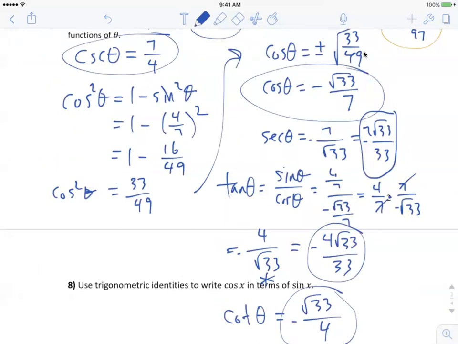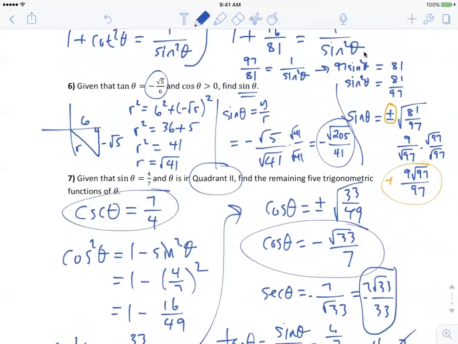Again, if you prefer to draw it out, you could do it that way too. Just use the fact that sine is y over r. Draw a triangle with y 4, r 7. Use the Pythagorean theorem to get x, and then you can use all your y, r, x definitions from chapter 5 to knock them all out.